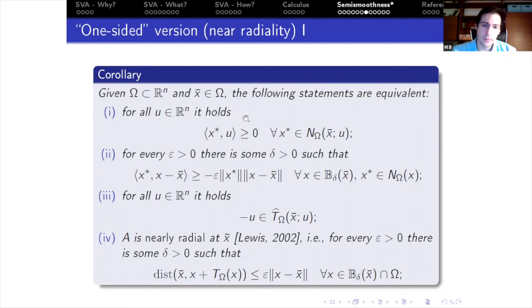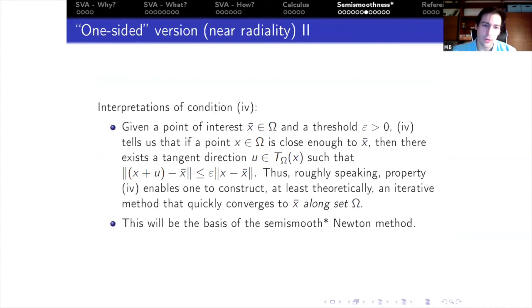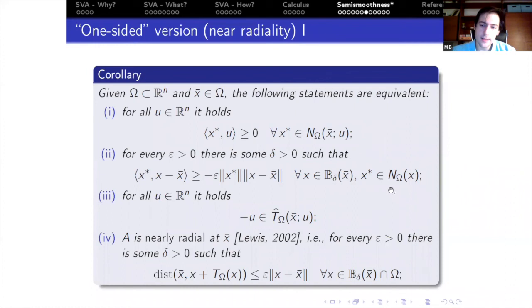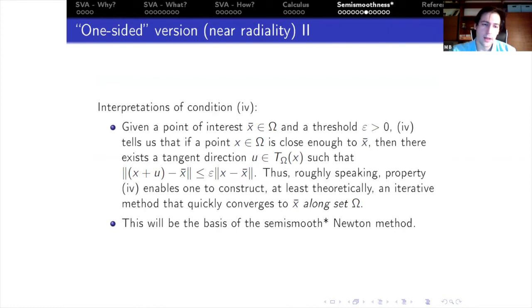One more thing: if you look at the characterizations of semi-smoothness, you can also take a one-sided version of it. I'll not say too much, but long story short, if you consider this one-sided version, then you come to something which Lewis considered already in 2002, and he called it nearly radiality of a set, and this was his original definition. So there is a very close connection, and you can use just this property, nearly radiality of a set, to get the following. And here is the interpretation of precisely this property, and this I believe clarifies very easily, intuitively, why you can get some superlinear convergence.